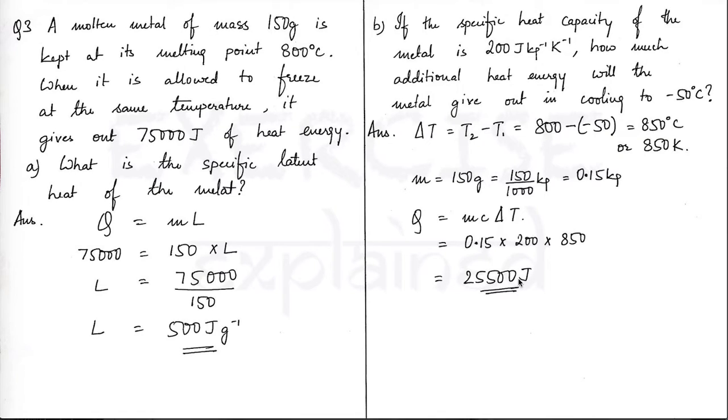Now if the question would have asked you to find the total heat energy instead of additional heat energy, you just had to add 25,500 to 75,000. That would give us 1,500,000 joules. But since the question has not asked that, we need not do it.